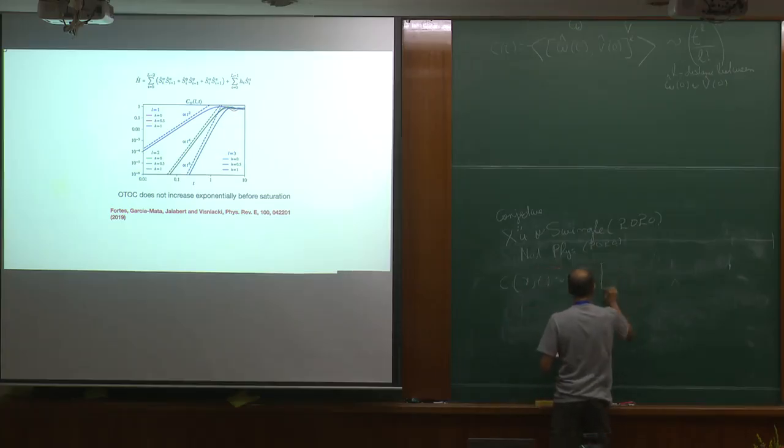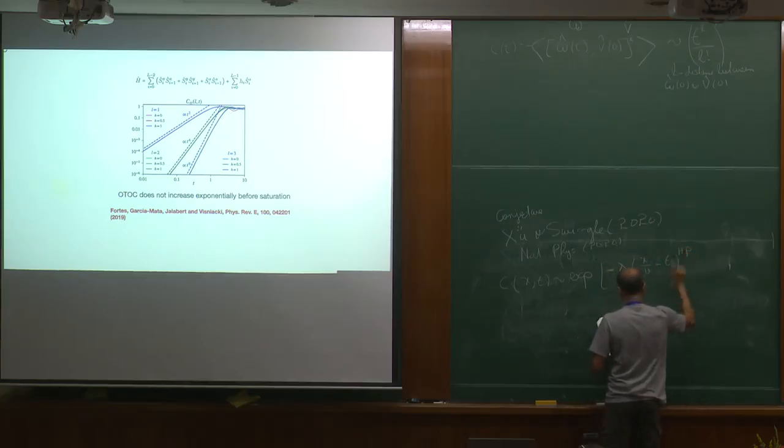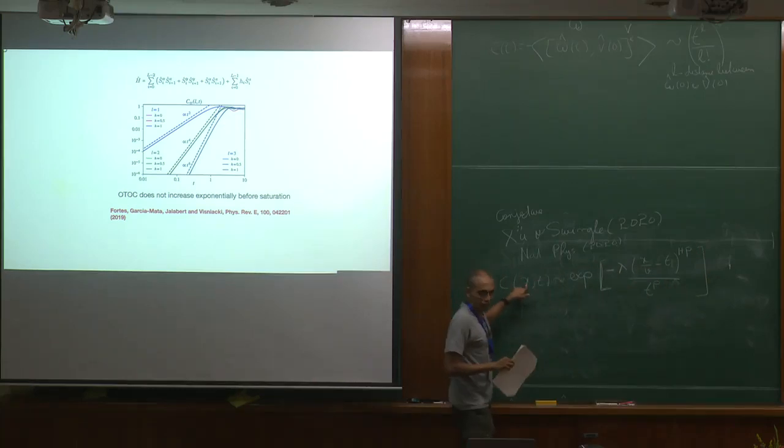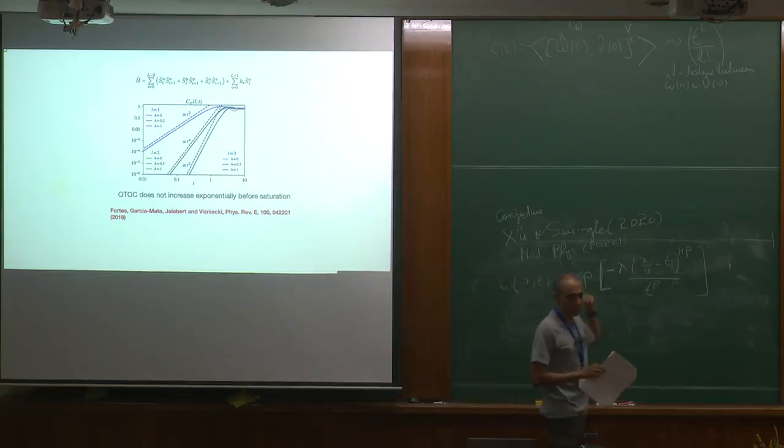Exponential of minus lambda x by v minus t. Okay, so x here is the distance between the operators w and v. So it's the thing which I've been calling L, no, this, so in this notation it's x.